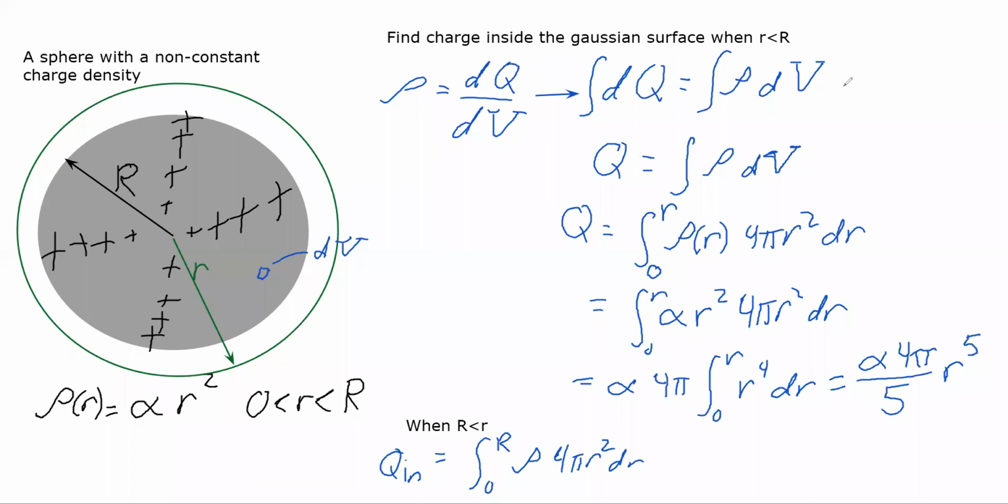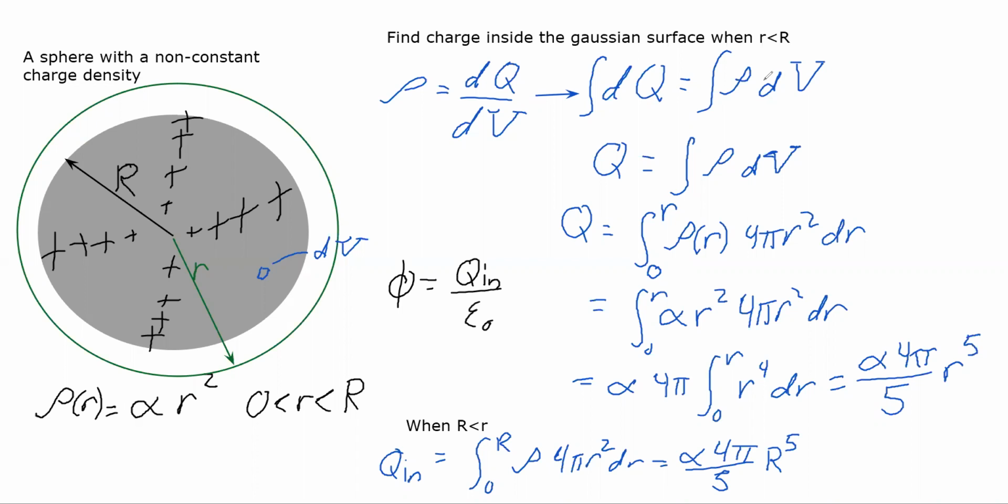So our answer would be alpha 4 pi over 5, and then capital R to the 5th. All right, let me jump ahead here since you guys know flux, right? What we're working towards is using Gauss's law. Flux equals Q enclosed over epsilon 0.